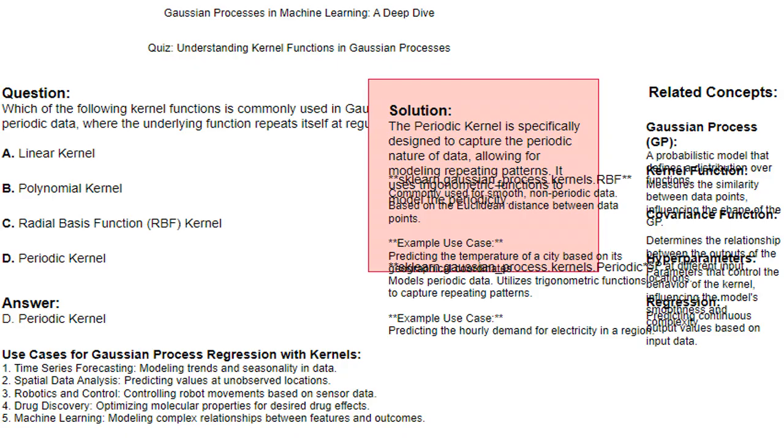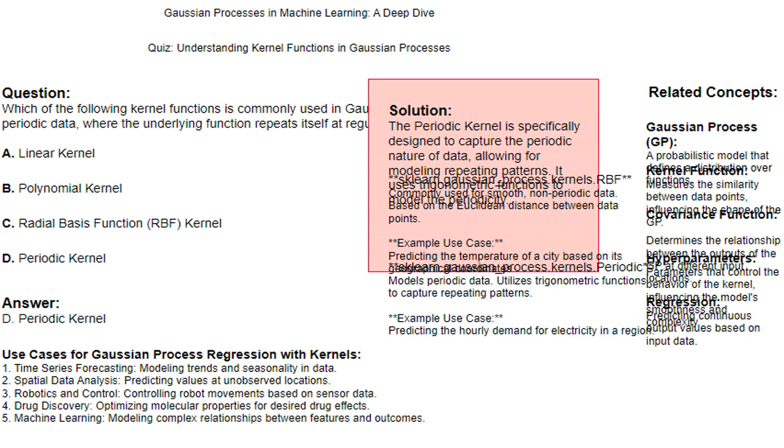Which of the following kernel functions is commonly used in Gaussian process regression for modeling periodic data, where the underlying function repeats itself at regular intervals? A. Linear kernel. B. Polynomial kernel. C. Radial basis function RBF kernel. D. Periodic kernel.